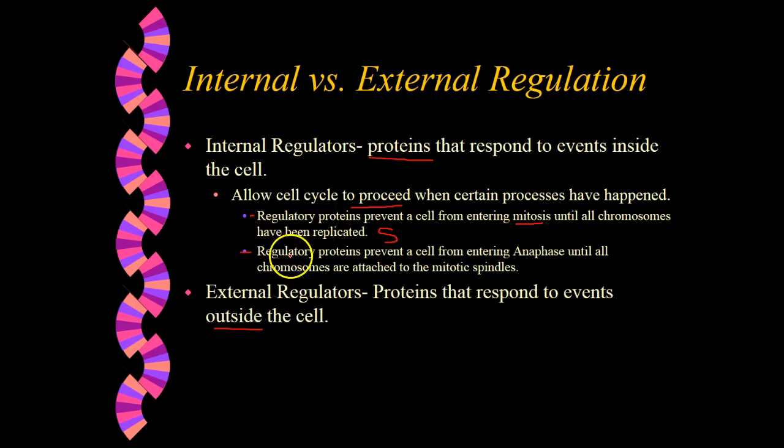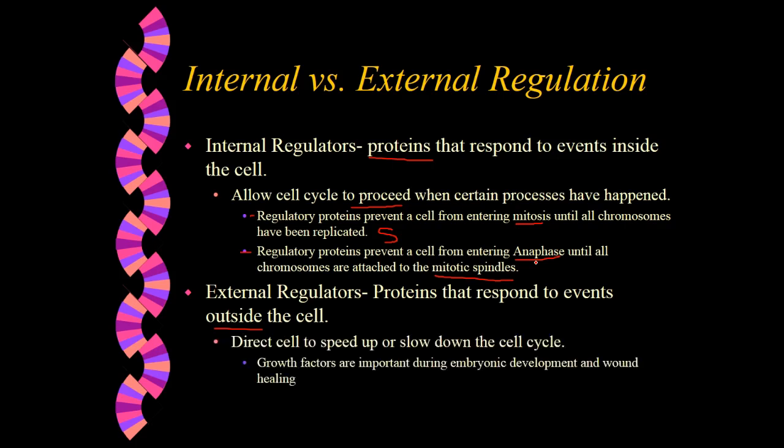The second example would be regulatory proteins preventing a cell from entering anaphase, and remember, anaphase is the third phase of mitosis, until all the chromosomes are attached to the mitotic spindles. Why would that be important? What happens in anaphase? Hopefully you said that the chromatids are separated in anaphase. And so if the chromosomes haven't been completely attached to the mitotic spindles yet, then you don't want to progress to anaphase, because if anaphase starts pulling the chromatids apart, but not all of the chromatids have attached to the spindles, then you're not going to get an accurate separation of the chromosomes, and you're going to end up with more chromosomes in one cell versus the other, and that could lead to all kinds of problems when we talk about mitosis wanting to produce identical daughter cells.